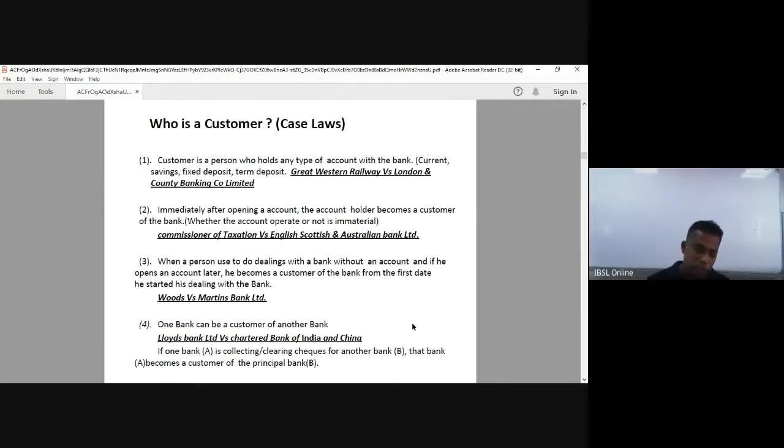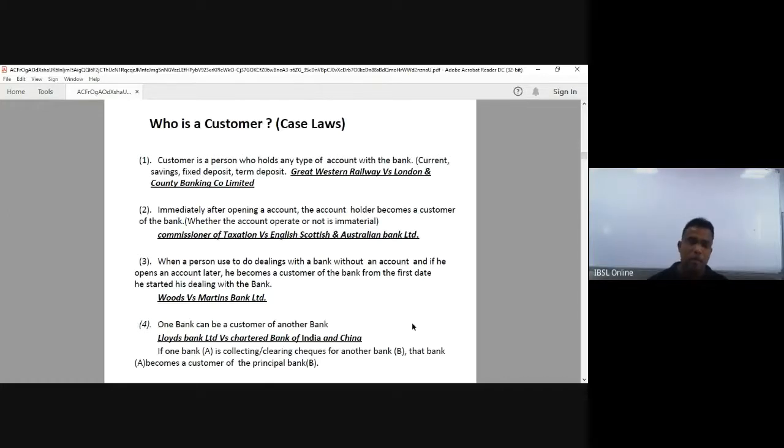Then the question is, is it necessary to deposit money into the account to become a customer? Do you need any transaction to be done, that is, debits and credits, deposits and withdrawals, to become a customer? The answer is that it is not necessary to do a transaction. Just opening an account is enough to become a customer.